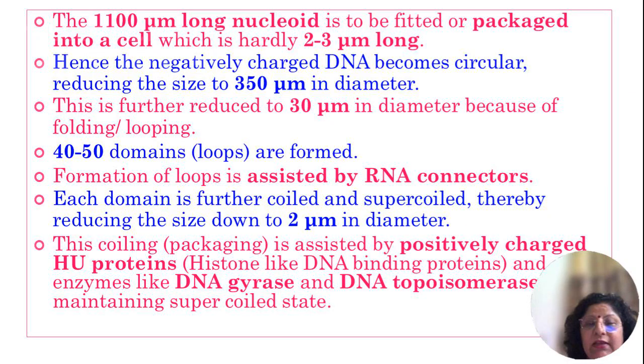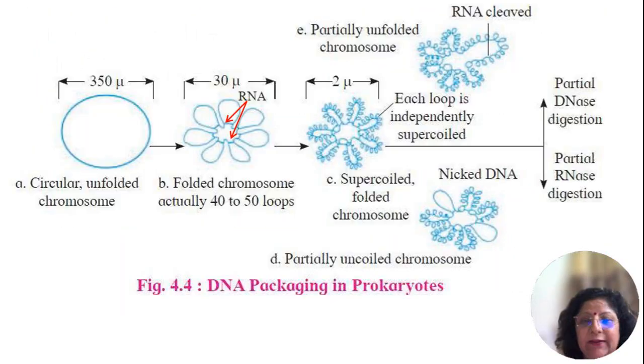The compacting of the 1,100 micrometers long nucleoid involves coiling and supercoiling, assisted by RNA connectors and proteins like HU proteins, DNA gyrase, and DNA topoisomerase, maintaining the supercoiled state. DNA packaging in prokaryotes involves multiple stages, including the formation of loops and supercoiled structures, which are further compacted to fit within the cell.